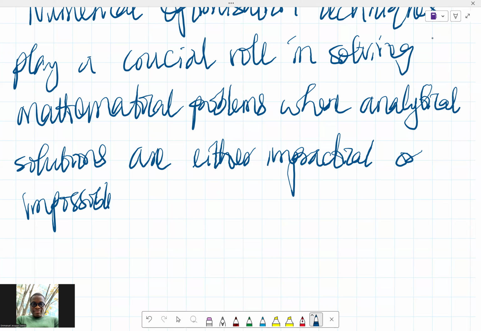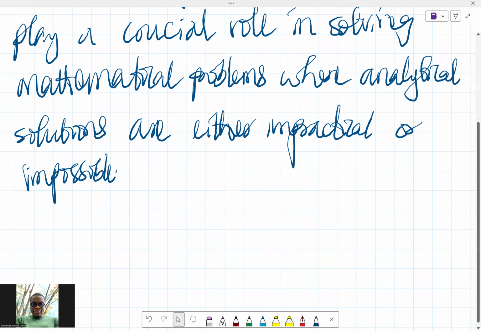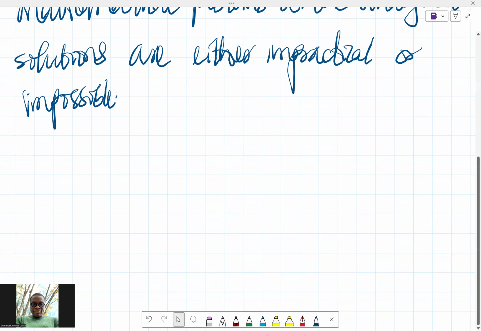So there are cases where the solution to a problem is even more difficult than the problem itself. I mean, talking about the analytical solution. Or sometimes the solution is totally impossible. In those cases, we resort to numerical methods.